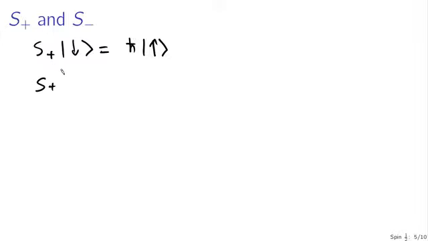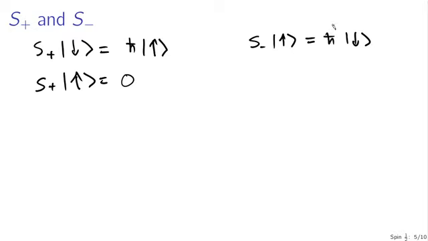Likewise, we know S plus acting on the up state isn't going to give us anything. We can't raise the up state any higher than it already is. This gives us 0. Similarly, S minus acting on the up state lowers down to the down state with the same proportionality constant, h bar, and S minus acting on the down state, we can't lower it any more than it already is, gives us 0.